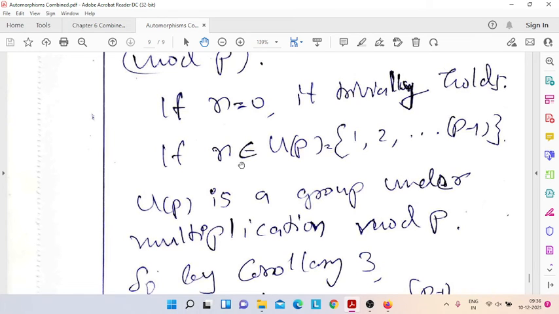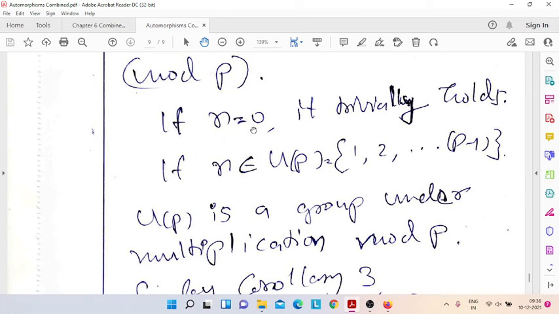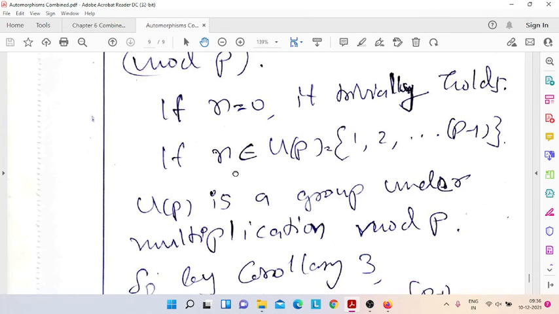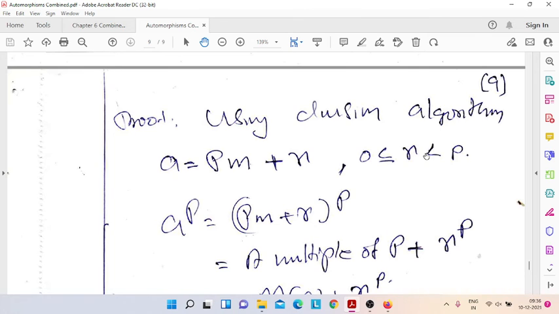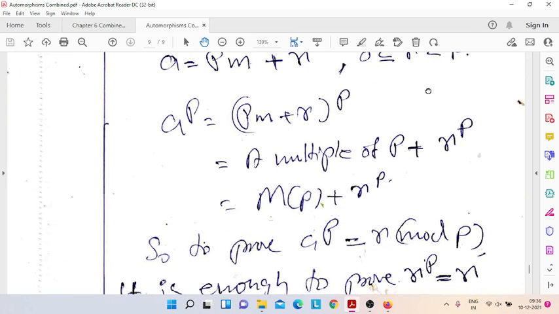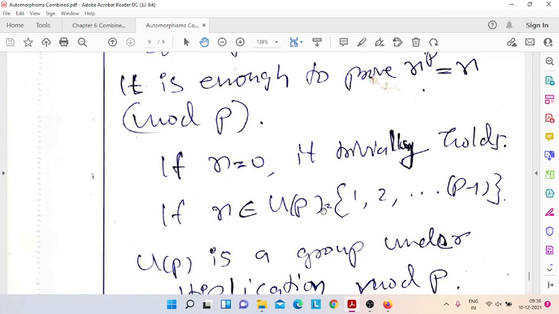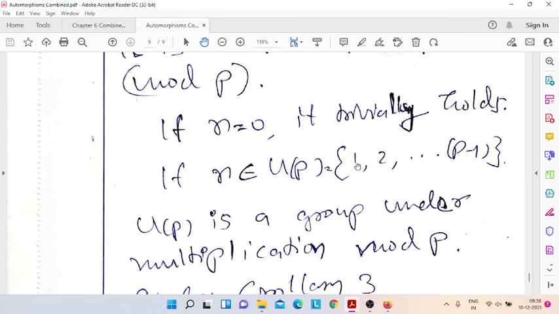So we assume that r is an element of U(p), because the r equal to 0 case is now excluded. Using the range of variation of r, 0 less than or equal to r less than p, with r equal to 0 excluded, r is one of the numbers 1, 2, 3, up to p minus 1. That means r is an element of U(p).